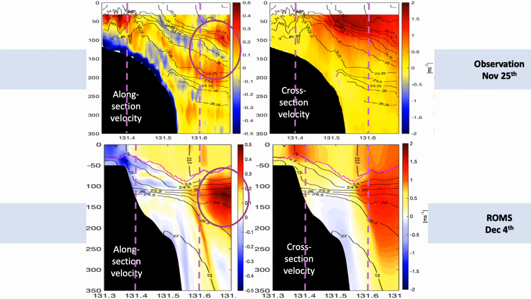At the longitude of 131.5 above the continental shelf, negative values are found for the model along-section velocity, which is probably caused by the Kuroshio velocity component appearing. For the cross-section velocity, the highest values are found on the eastern side of longitude 131.6, similar to the model plot. These values are located from the depths of 75 to 200 meters.